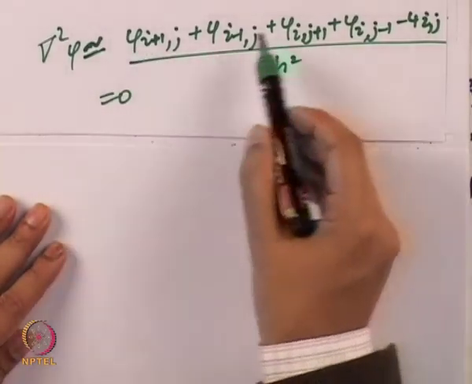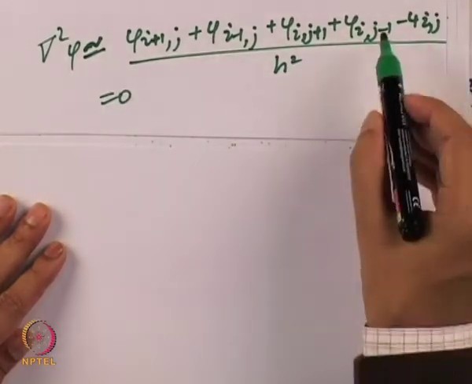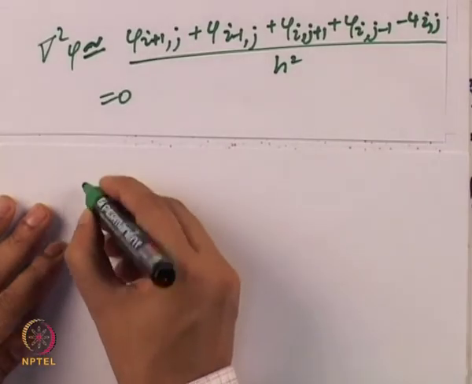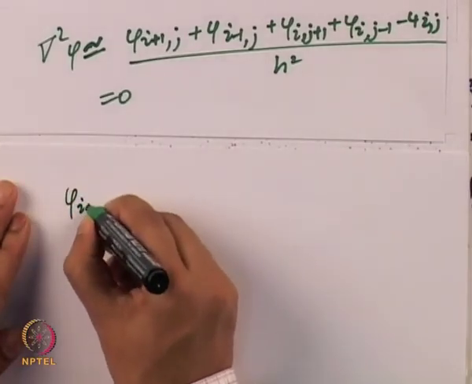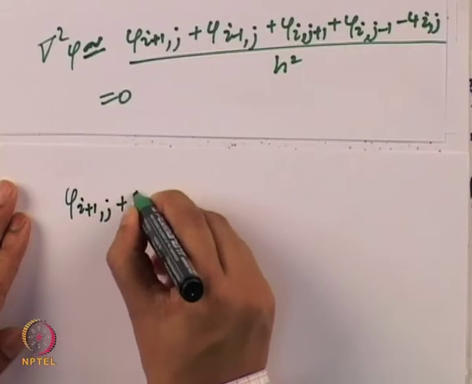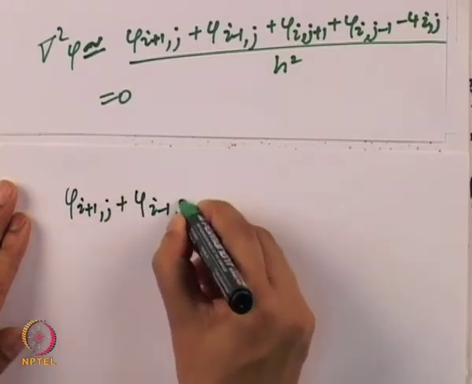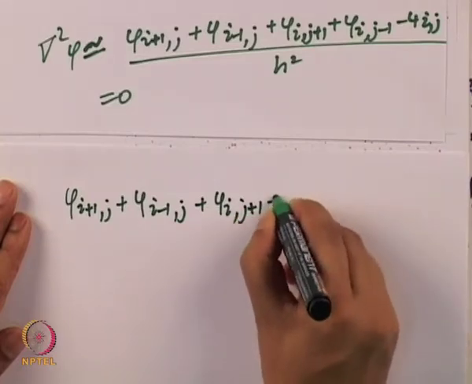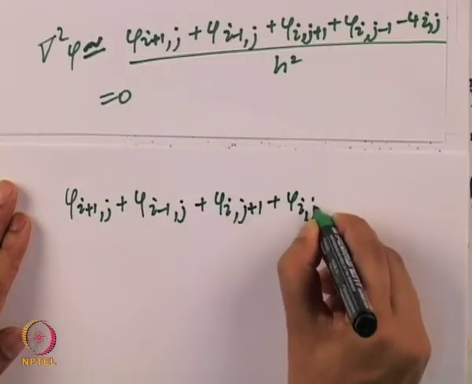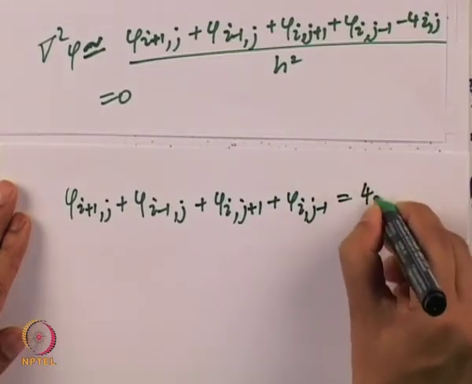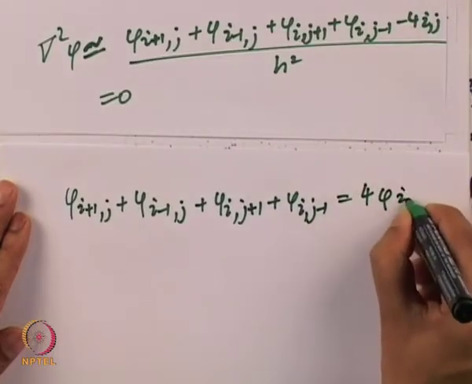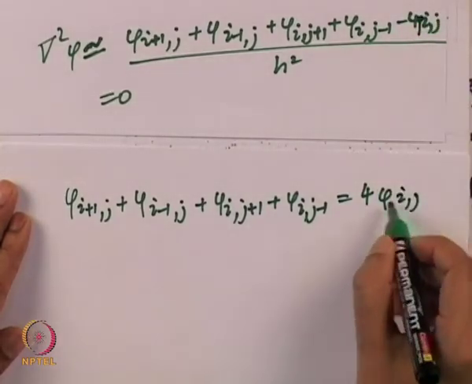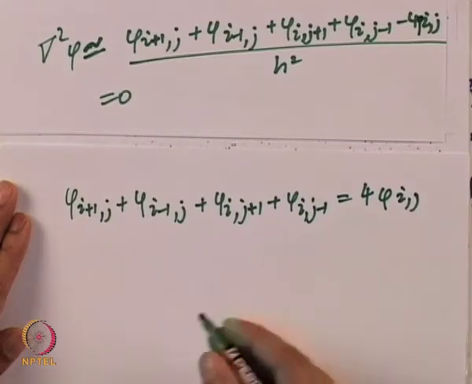So we will set the entire equation equal to 0 and we bring that last term to the other side. What we will get is phi of (i+1, j) plus phi of (i-1, j) plus phi of (i, j+1) plus phi of (i, j-1) is equal to 4 phi of (i, j). Here there is a phi which I forgot, so this should be 4 phi of (i, j).